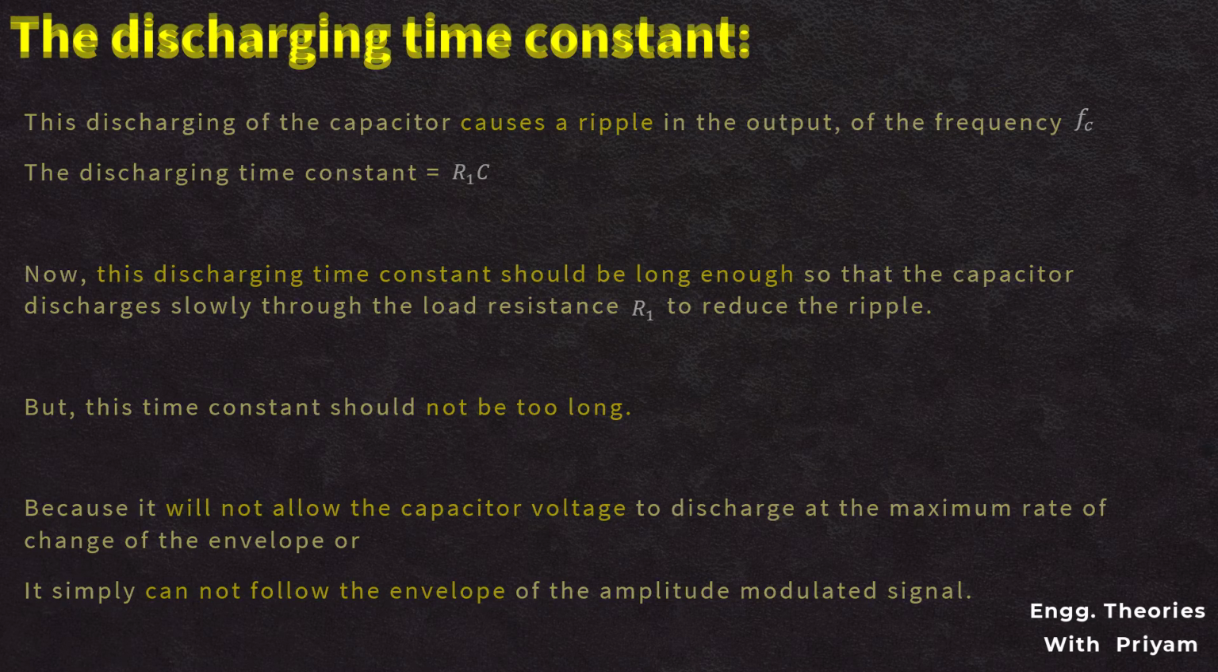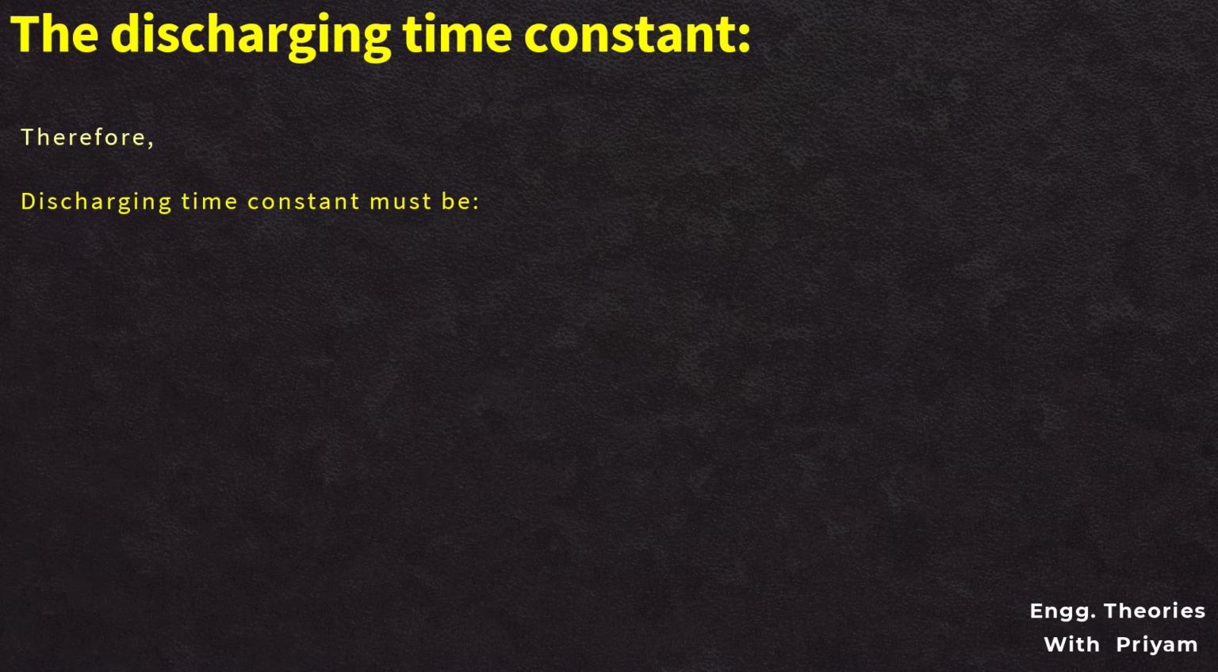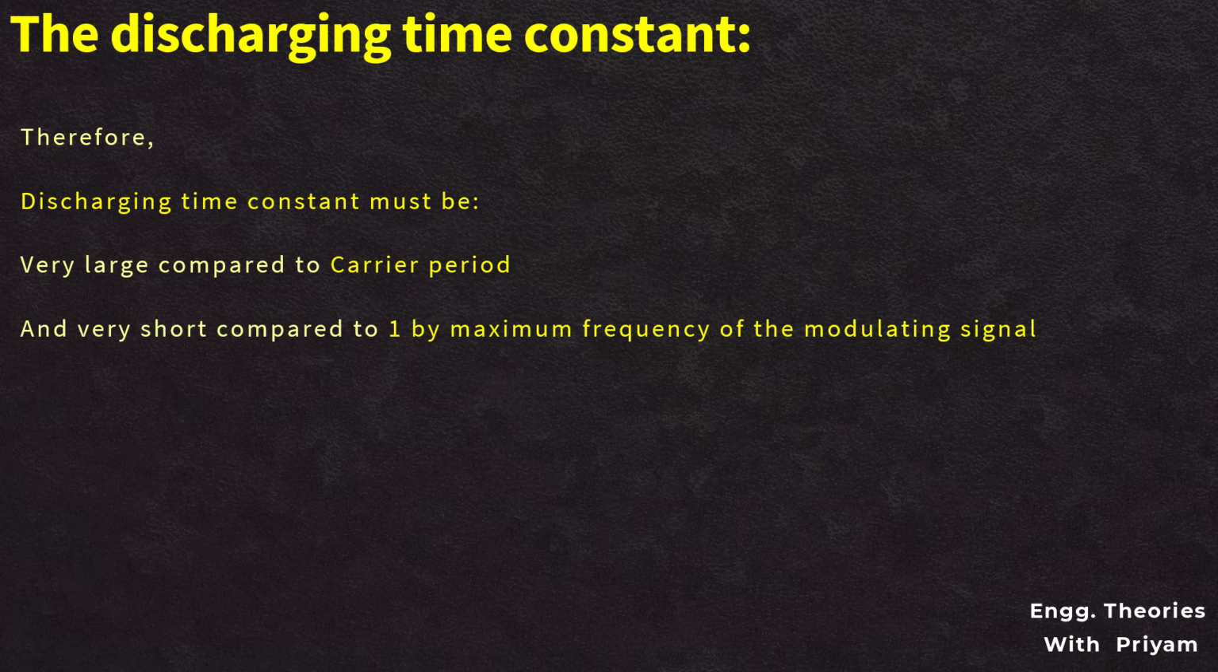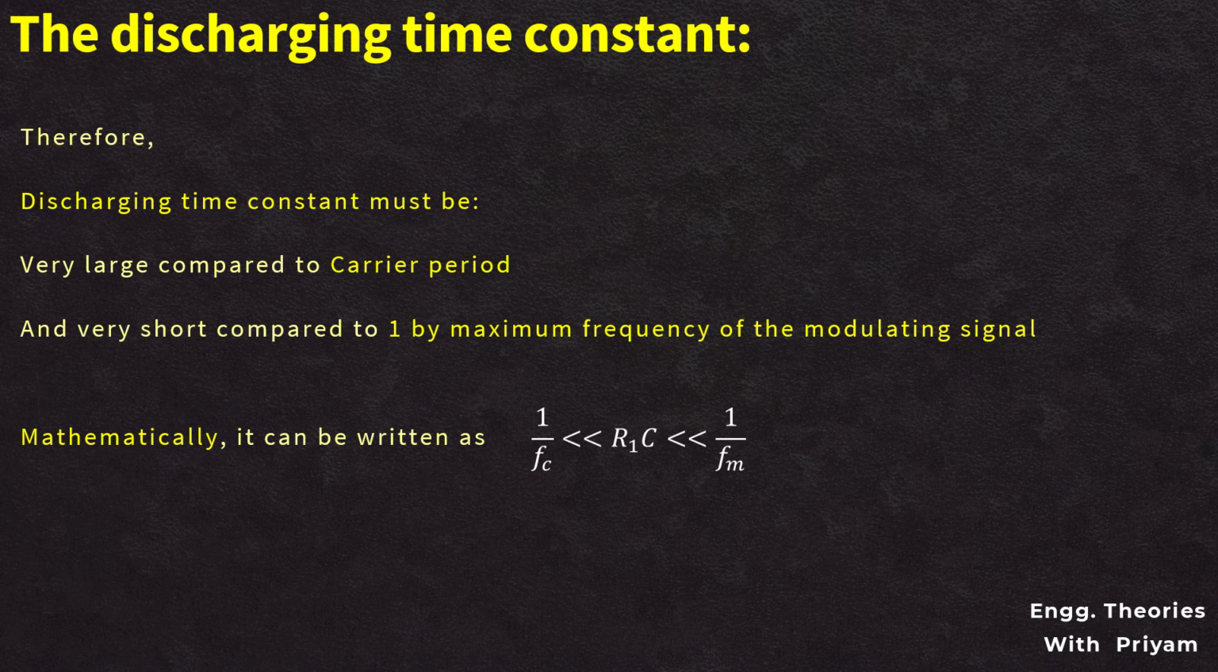Therefore, for both of the conditions to be maintained, the discharging time constant or R1C must be very large compared to the carrier signal time period 1 by Fc, and very short compared to 1 by the maximum frequency of the modulating signal or Fm. So mathematically, this condition can be summarized as 1 by Fc should be very less than R1C, which should be very less than 1 by Fm.